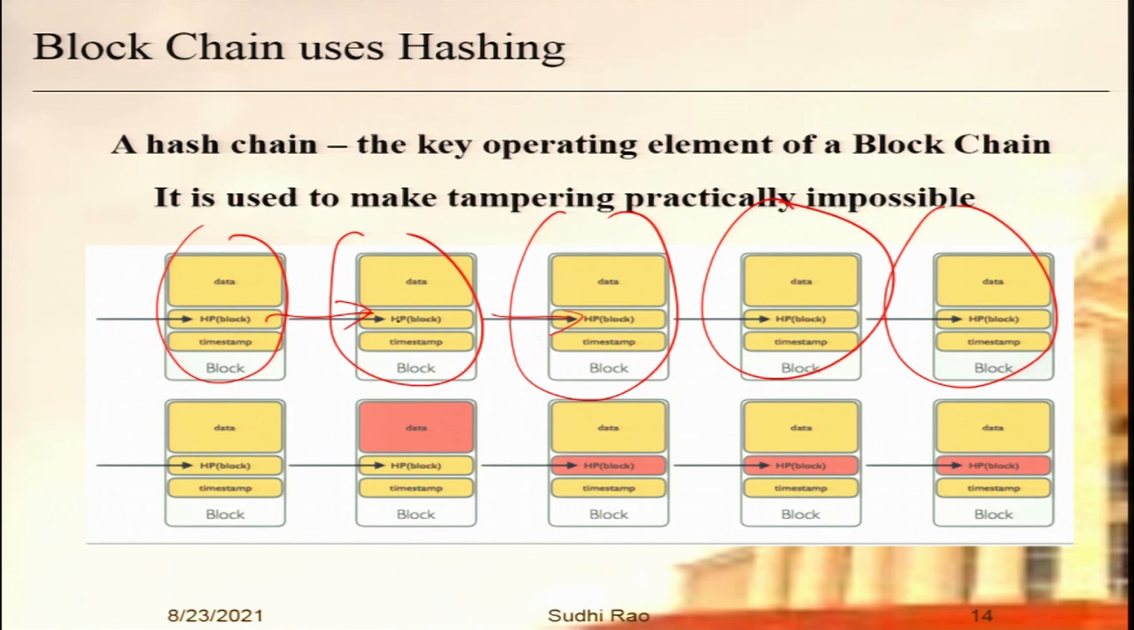The way it works is it grows in this form. The blockchain grows like this. First block gets formed, second block gets formed, third block, fourth block and so on. Whenever a new block is formed, let us say I am forming this block.